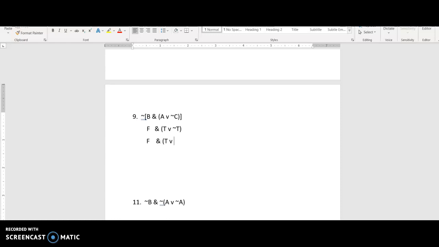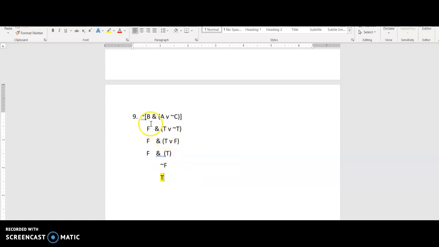False and true or false, since the negation of a true sentence is false. False and true, since the disjunction, as long as one disjunct is true, it comes out true. But again, for conjunction, if at least one conjunct is false, the whole thing comes out false. Now that's all what was inside. Remember, we did all inside. So we have to remember at the very end, the main operator here is this negation. So we have the negation of a false sentence, because the whole thing inside square brackets is false. And the negation of a false sentence is, of course, true.